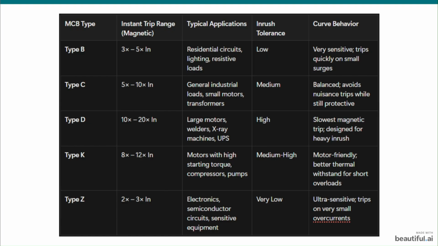Type K sits in the middle with 8 to 12 times tolerance, making it ideal for high-torque motor starts, while Type Z is the most sensitive of all at just 2 to 3 times, designed to protect delicate electronic and semiconductor equipment.